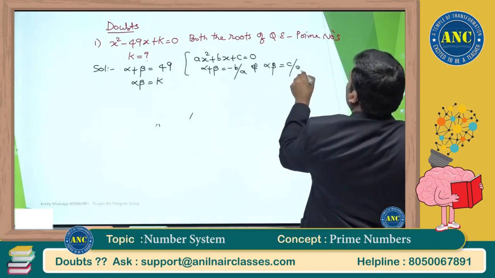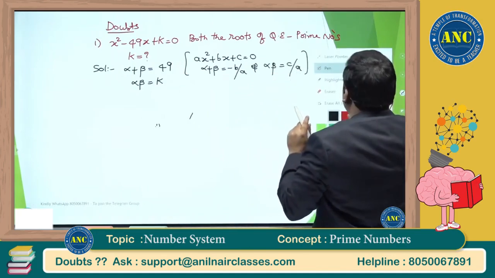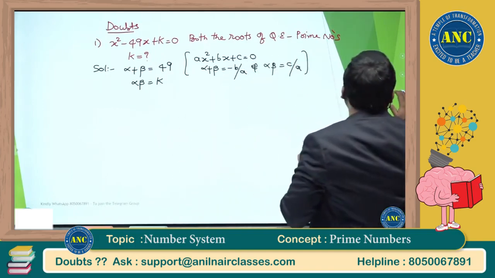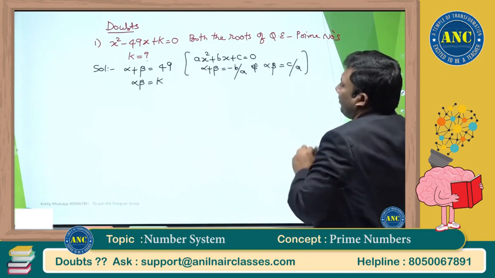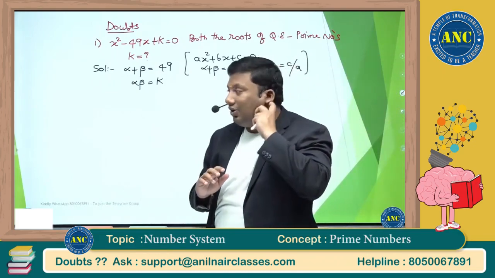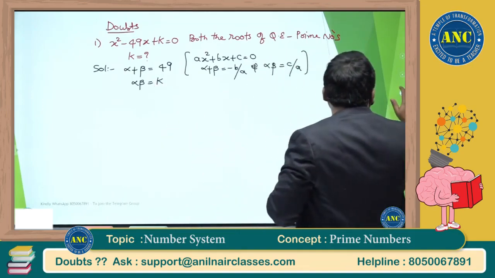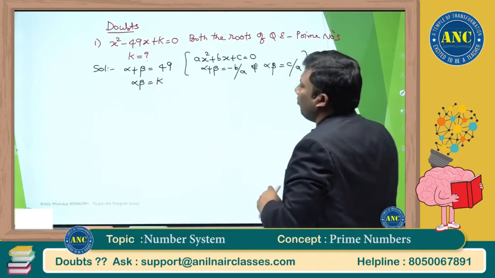Most of you know it because we have studied these in our school textbooks. Sum of the roots is 49 and product of the roots is k. We have to find out the value of k. So, sir, should I take all the values? No, these are for the student who has sent a doubt on WhatsApp.